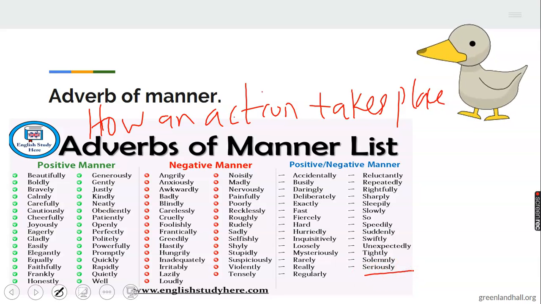Can you all see clearly? Very good. So you can use them to make varieties on all manners of sentences. Look at the first one, beautifully. Would someone like to give me a sentence with beautifully?